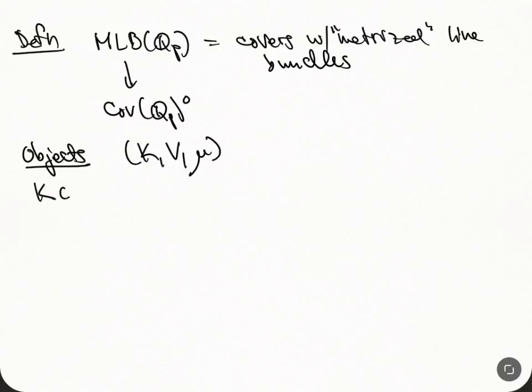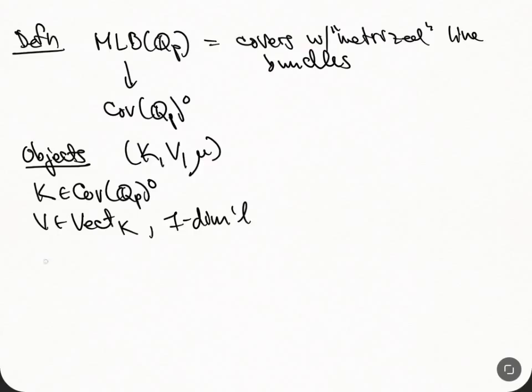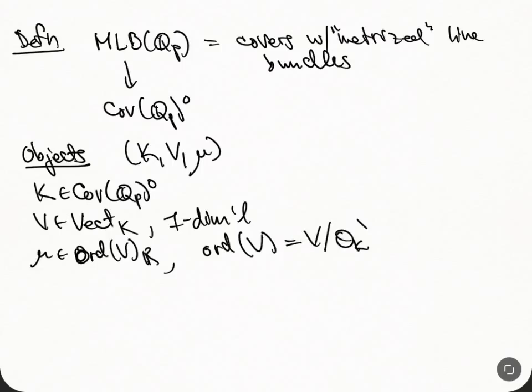K is going to be a cover of Q_p. V is going to be a one-dimensional vector space over K. And then mu is going to be an element of the realification here. And so let me say what the value group of a vector space is. We define value groups of vector spaces like this. So we take O_K times. Okay, so this makes sense. So this is kind of like a projective bundle or projective line kind of.